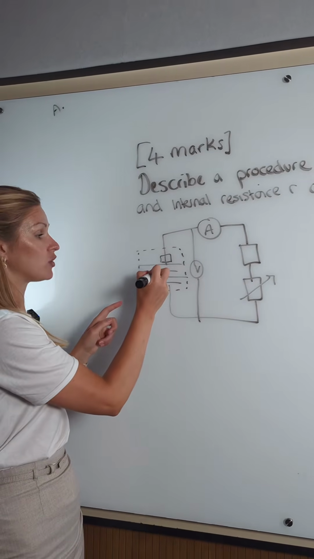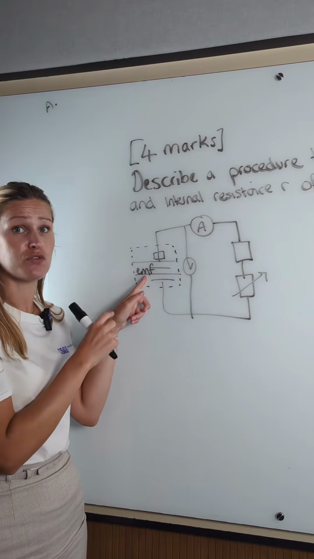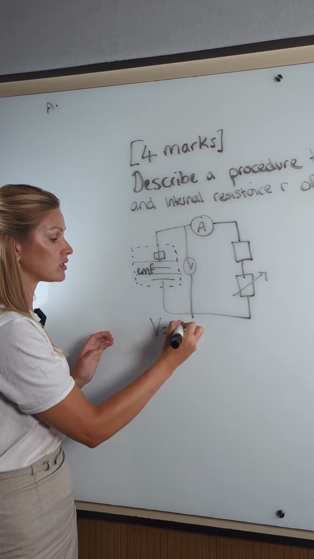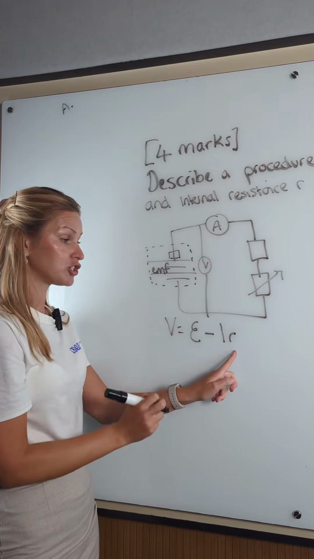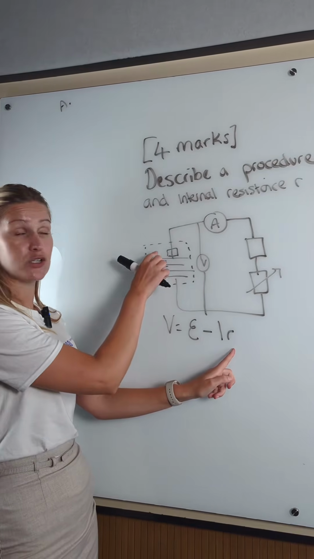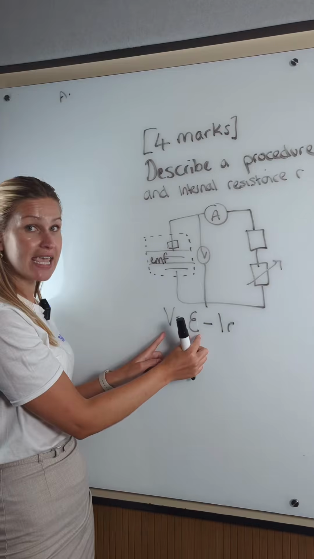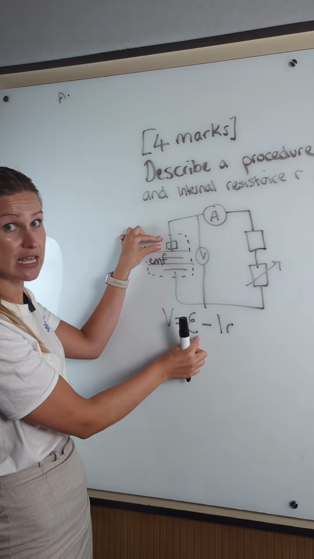So the EMF is called the electromotive force, and if the cell was perfect, that's the voltage it would give us. So the equation in your data sheets is always V equals EMF minus I times R. So R is your internal resistance, what makes that cell not perfect. So we can clearly see that V is always going to be lower than E because there'll be some energy lost due to the internal resistance in that cell.